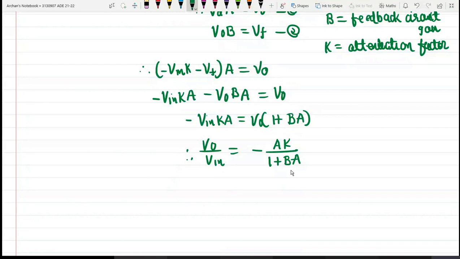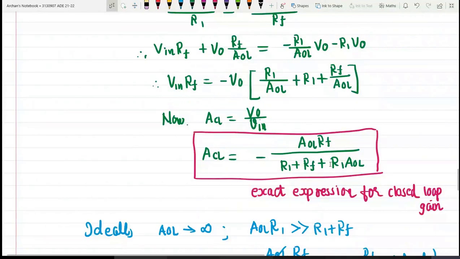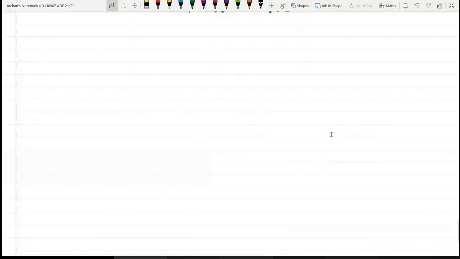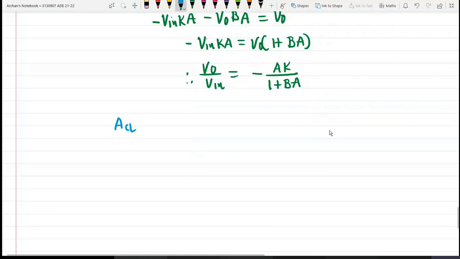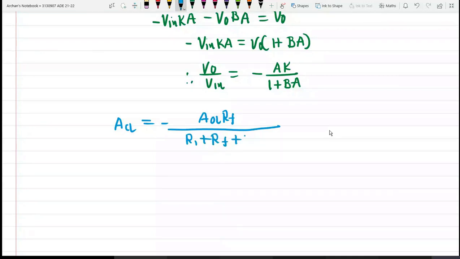And we know the closed loop gain equation. It is equal to minus AOL times RF divided by R1 plus RF plus R1 AOL. We have just derived it over here. So if we consider this equation and divide it by some term, I will just rewrite this equation. ACL is equal to AOL times RF divided by R1 plus RF plus R1 AOL.